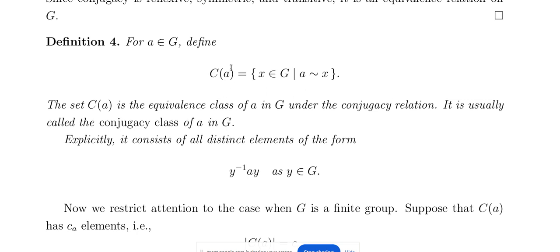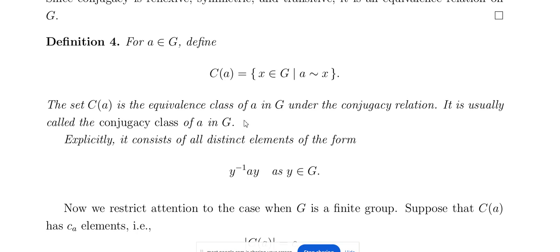That how to define the C of A அப்படின்னு பார்த்தீங்கன்னா, for every X belongs to G, that A is related to X. That means X is conjugate to A. That is, every element of G which is conjugate to A is called the equivalence class of A in G அப்படின்னு சொல்லலாம். It is usually called the conjugacy class of A in G.